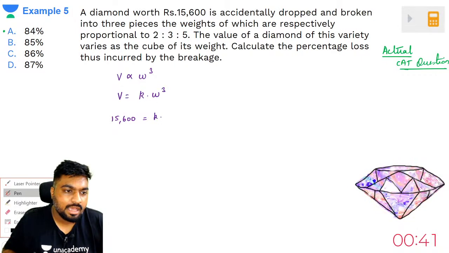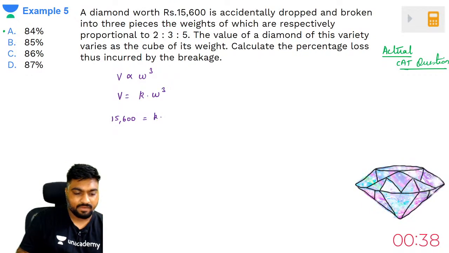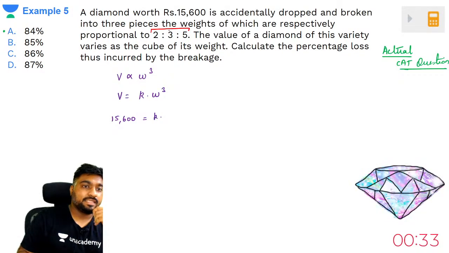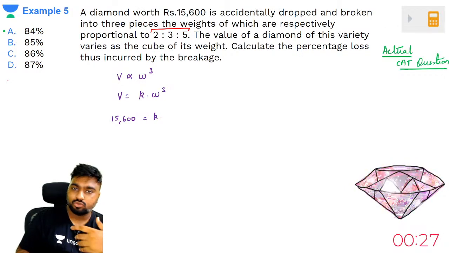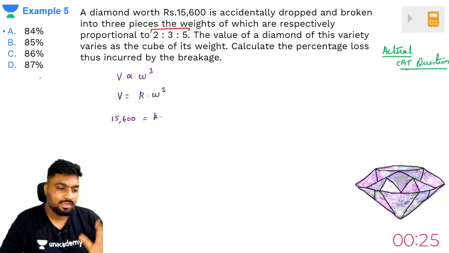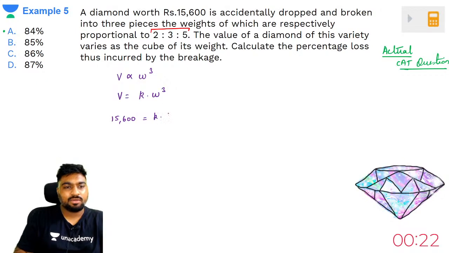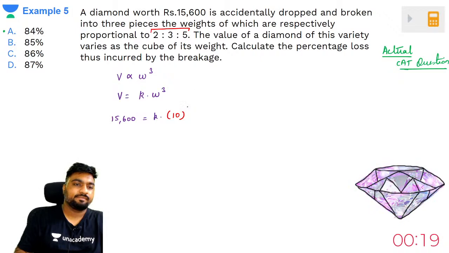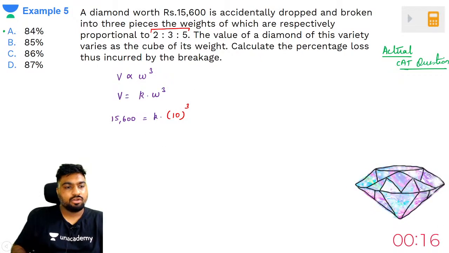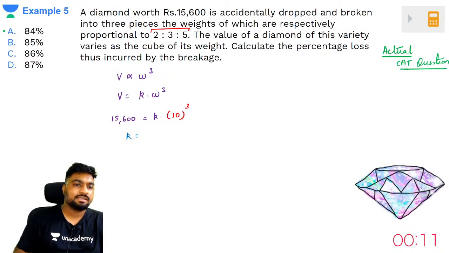So what do I know? After breaking it, the ratio of the weights of the different diamonds is 2 kgs, 3 kgs, 5 kgs. I know kgs is too much, it'll probably be in grams, but who's going to judge us? I'm going to assume the total to be 10 kgs, 10 cubed. So k is equal to 15,600 by 10 cubed, which is 15.6. So k is 15.6.